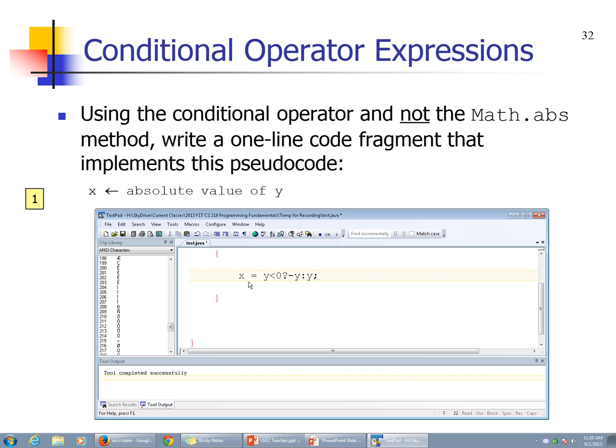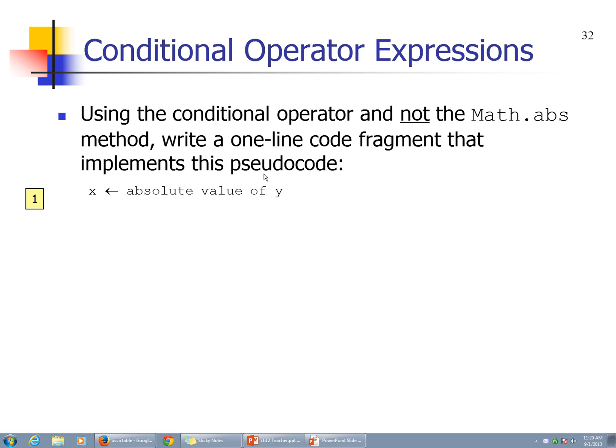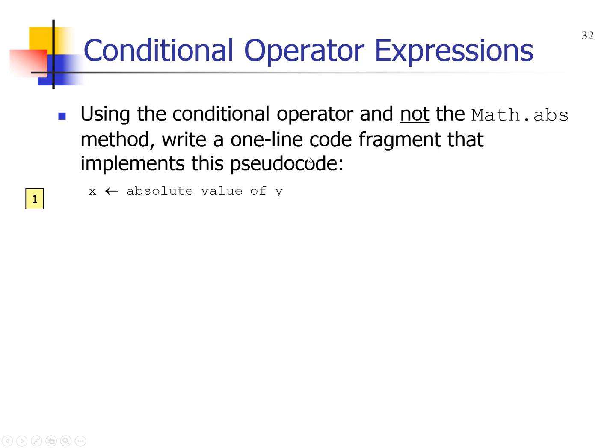So x is equal to y is less than 0. If it's true, it's negative y, or else it's y. That's actually the way you do it. Not too important that you understand it at this point.